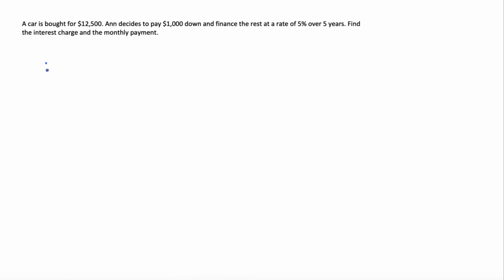Okay, so we got that 12,500. We're going to subtract the 1,000, right? That's what the down payment is. It's something that you're paying up front. Okay, let's think about this. What does this 11,500 represent? Remember, that's the amount that has to be financed, right? And Ann is going to pay back $11,500.